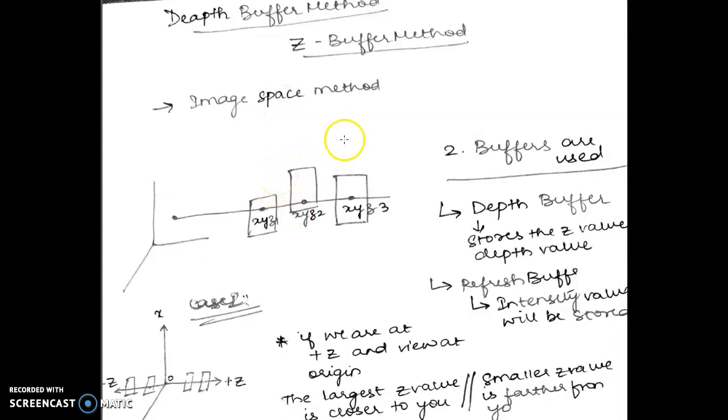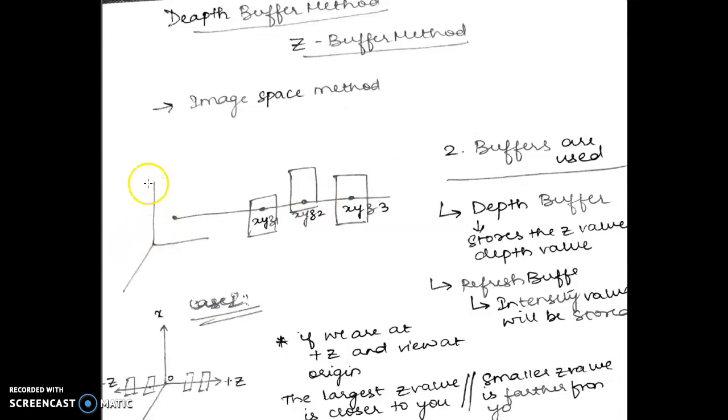In Z-buffer method algorithm, two buffers are actually used. First we'll understand what the term buffer means. A buffer is a temporary space in which we store values. So it is a space in which we store values temporarily.